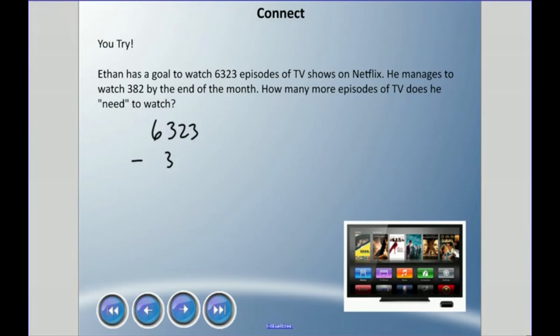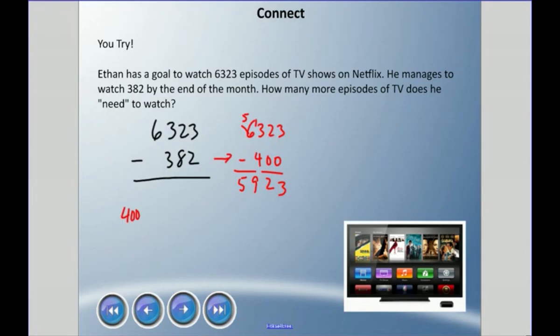6,323 minus 382. Okay, so let's try making this 382 into a friendlier number. Let's add 18 more to make that a 400. So we're adding 18. So 6,323 minus 400. Oh, Mr. Hardy, you didn't line up your digits again. Okay, so 3, 2, borrow once. 13 minus 4 is 9, 5,923.